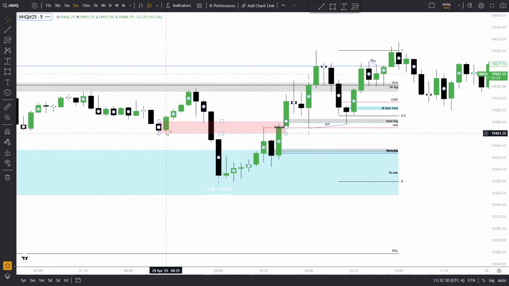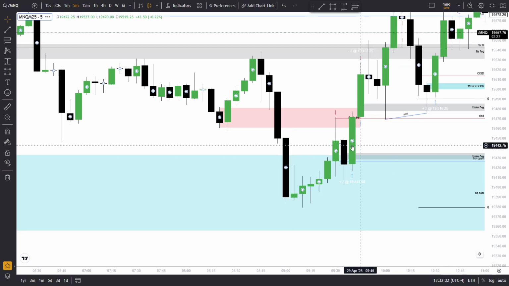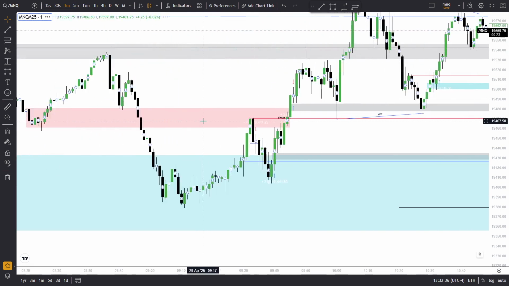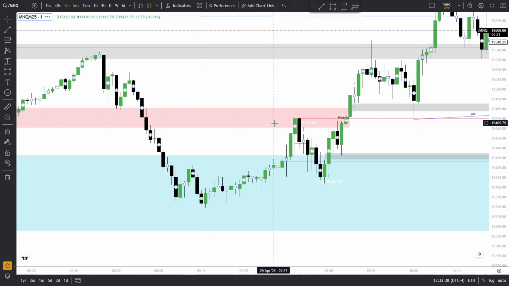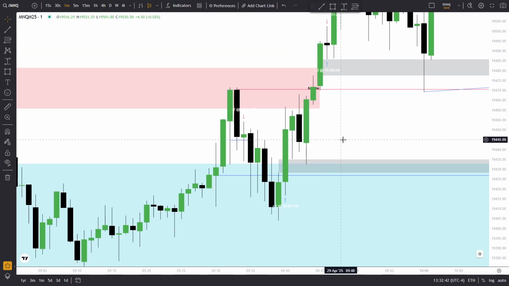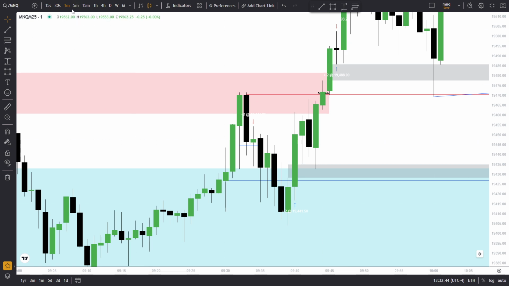And pretty much the beginning of the market was manipulation that I entered off, which I was wrong. My view on the market was wrong. My bias was wrong. But the way I entered was good. It was a good entry for how I did it.